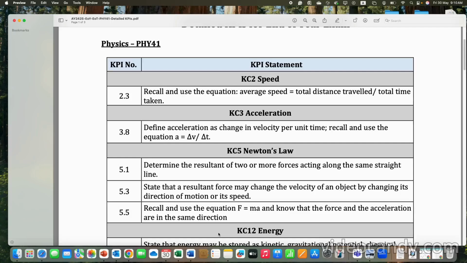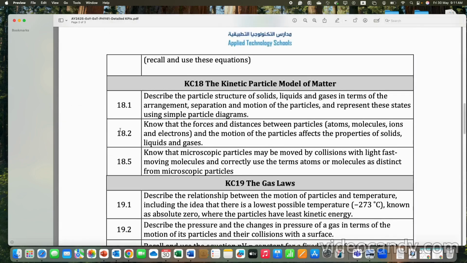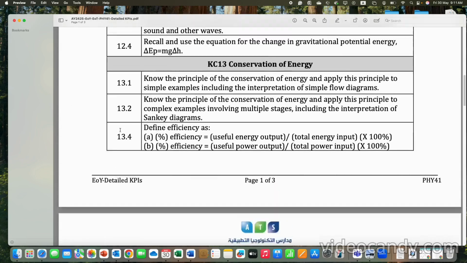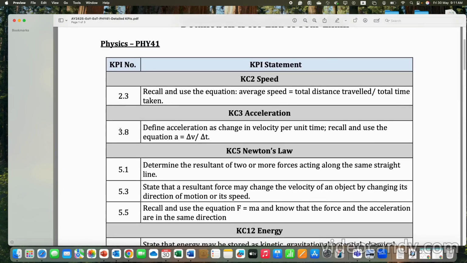Hello everybody. As we know, the term 3 exam is a combination of topics related to term 1, 2 and 3. So as we can see here, we have a collection of KPIs related to these three terms. Few KPIs were selected related to term 1. So in this video, I'll be recording an explanation for every single KPI of these.